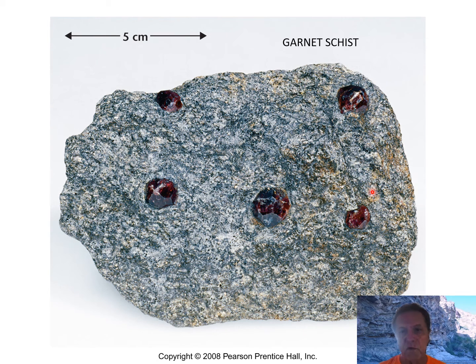This is another type of schist, and here's another type of metamorphic mineral. These lovely purplish red mineral crystals are crystals of garnet, which is used in jewelry. Often gemstones, stones we use in jewelry, are durable, tough, metamorphic minerals, like garnet.